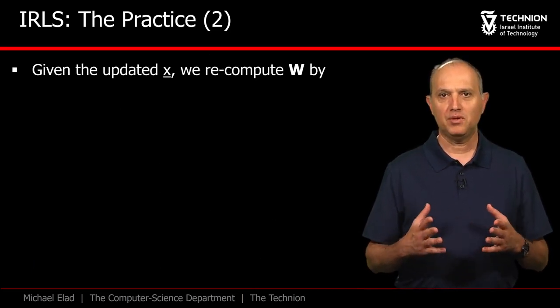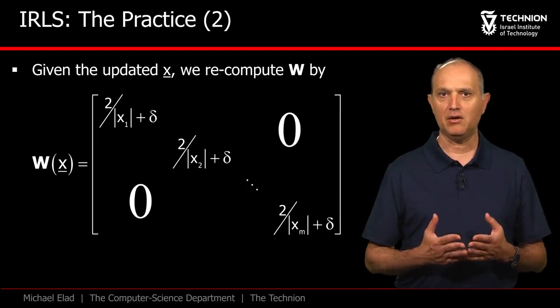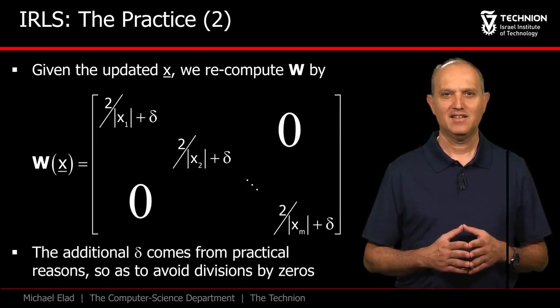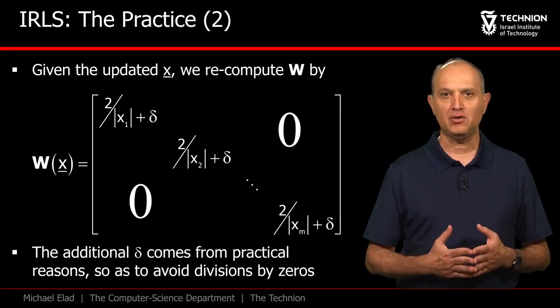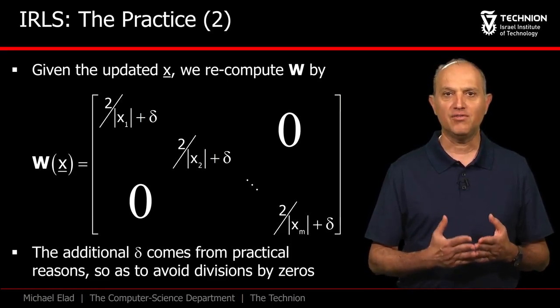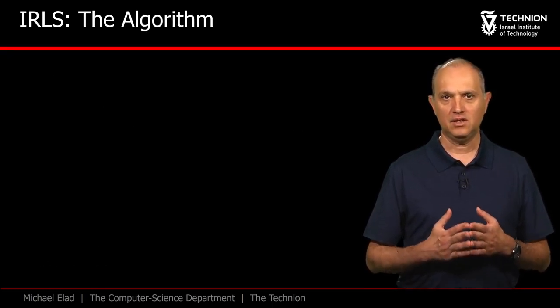Given the just computed x, we go and update the matrix W. This is the resulting W, a diagonal matrix of a simple form. Observe that we added a small positive value delta to each denominator in order to assure that we do not divide by zeros. Here is the IRLS with all its details.